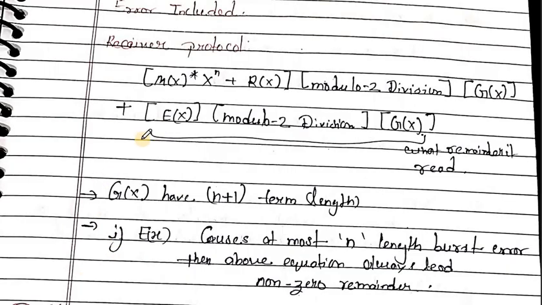Okay. Now, how will we conclude what remainder the receiver gets? If this is an error polynomial function, then we divide it by the generator polynomial function. If we get a remainder, that is just the remainder which the receiver will read.